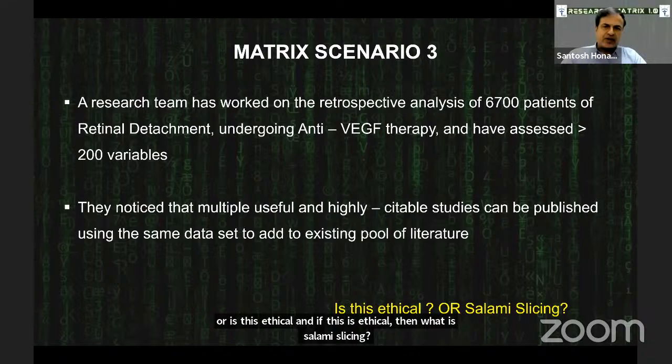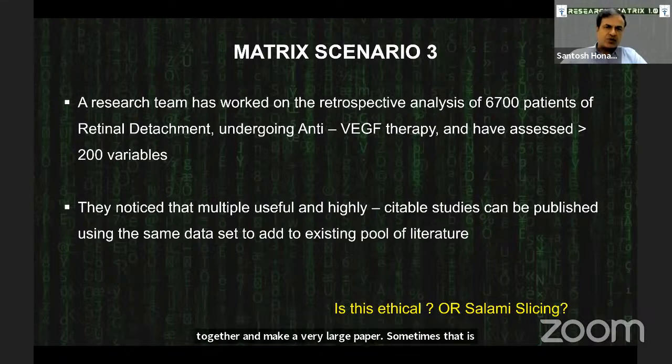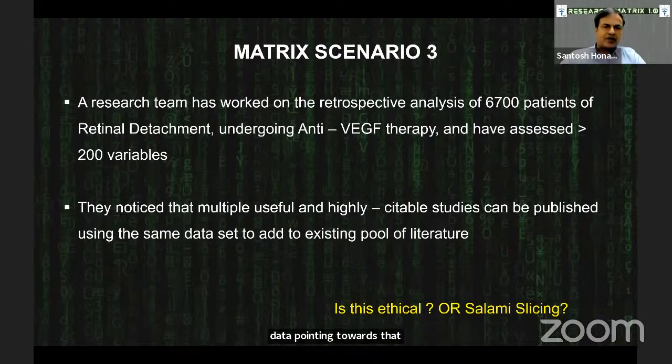Well, if it's a very large study, you cannot put all the data together and make a very large paper. Sometimes that is not acceptable. Journals want very concise papers, and there has to be a very objective analysis of data pointing towards results. So you can't have too much data in a particular paper, which may not be publishable. As long as the outcome measures are different, and there is enough data to justify it, salami slicing is acceptable. It's neither new, nor is it culpable. It's been done by many authors.